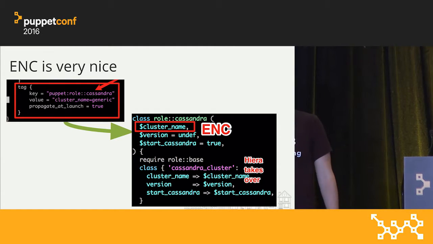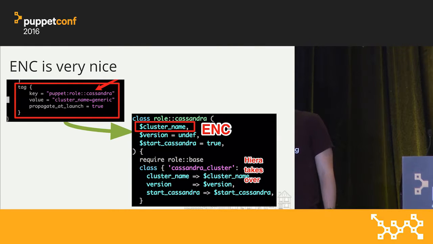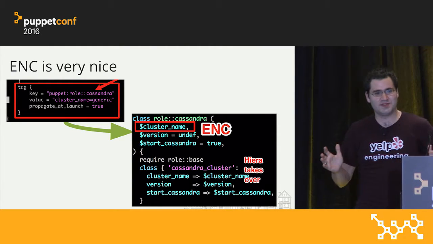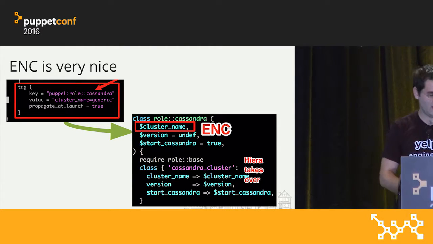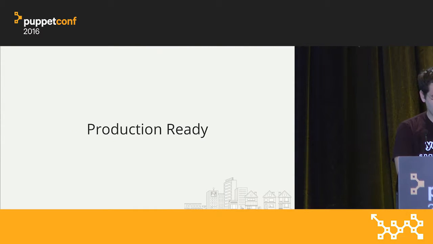Remember that all we needed was the cluster name, and once we had that, we had the cluster file, and once we had the cluster file, we had the version, which meant that we had all the other config. So I think that this has been awesome for us. It's allowed us to scale to really great amounts of configuration. And just to show you that, I want to show you how this is production ready.